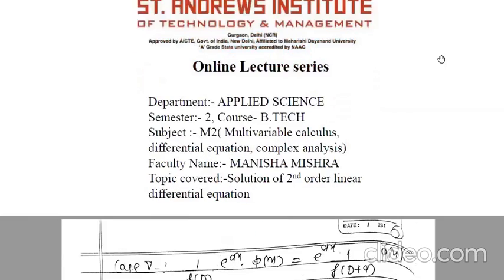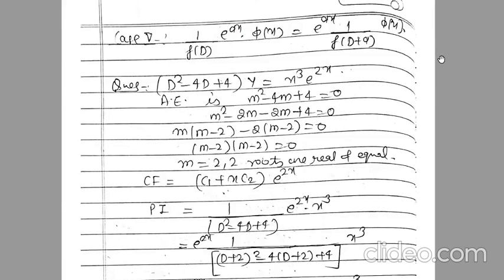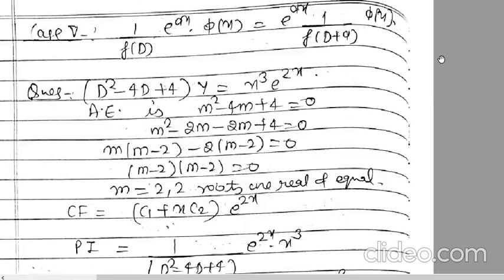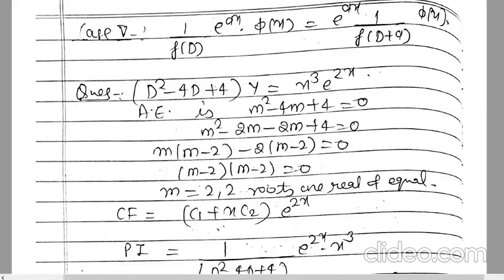Our next case is case fifth: 1 upon f(D) e to the power ax phi x is equal to e to the power ax times 1 upon f(D plus a) phi x. First, let me tell you where it is coming from. You have a differential equation d2y upon dx2 plus a dy upon dx plus by is equal to phi x. So we have our differential equation, where f(D) means function of D.